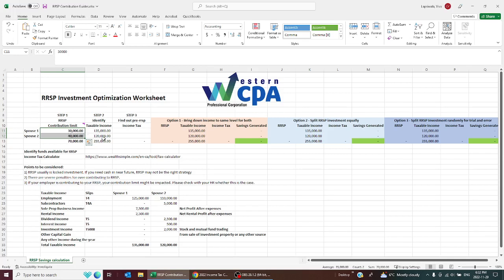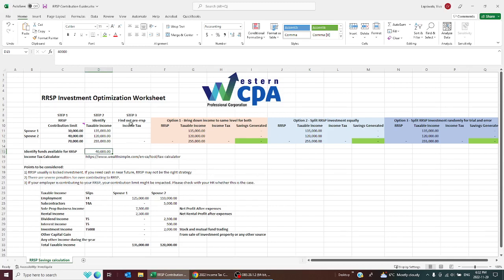So now we are going to identify the RRSP funds available. How much is available? Let's say $40,000. Okay, so $40,000 is available that you can accommodate from here and there to invest into RRSP. So these are the things you need to set up before going to the next steps. This file is available at the end of the video. You can download it and do your own calculation.